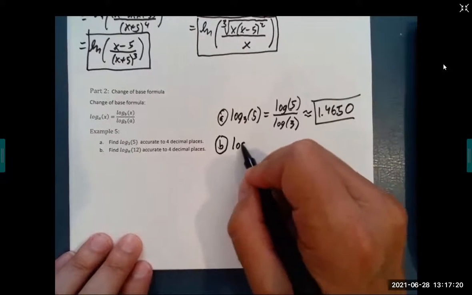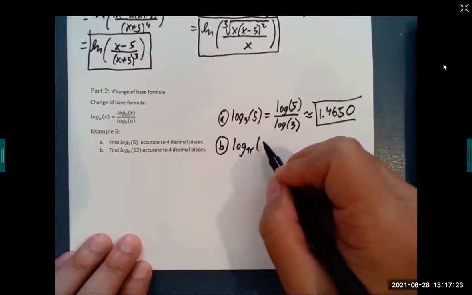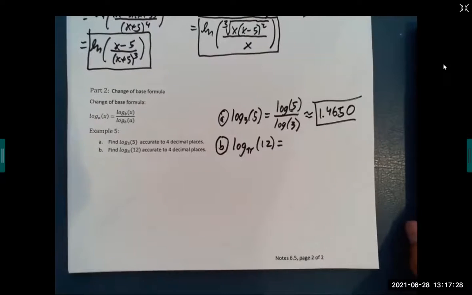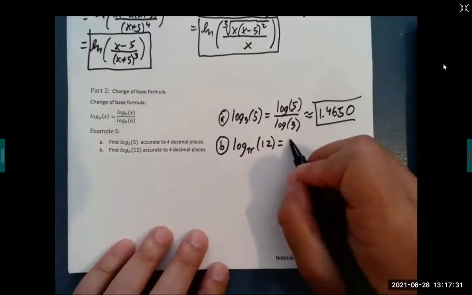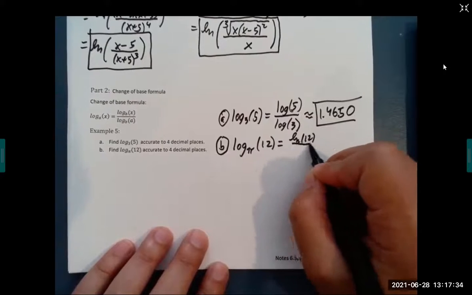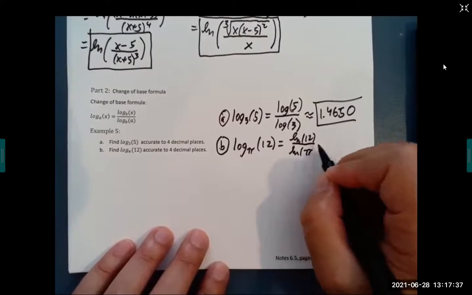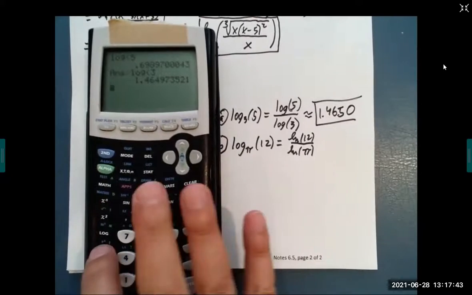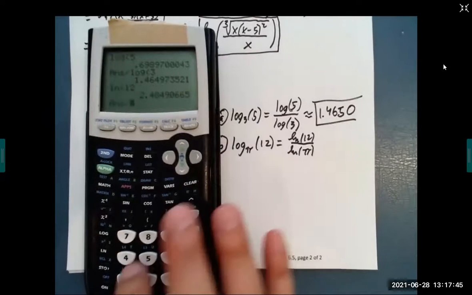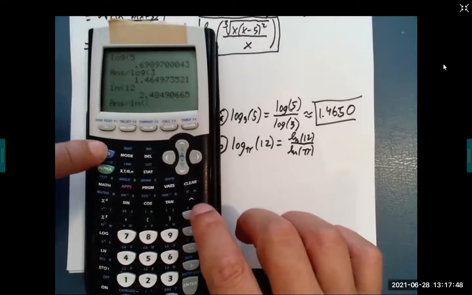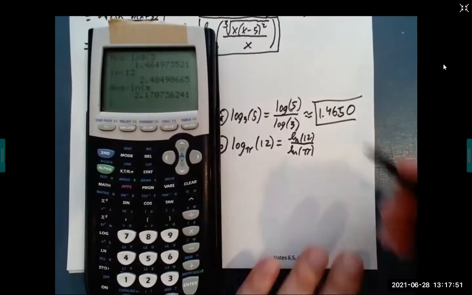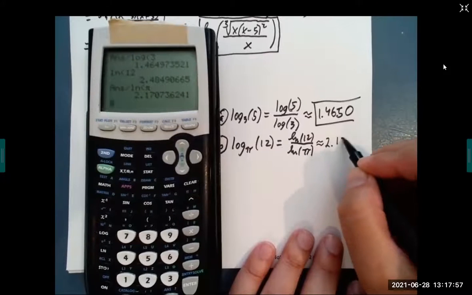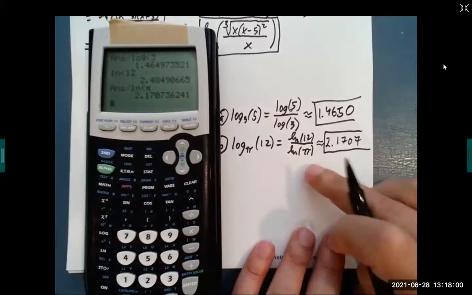This is log base pi. Only a mathematician would think that's funny. And I need to change the base. Now, the last time I changed it to base 10, this time I'm going to change it to ln. ln of 12 over ln of pi. So we have ln of 12 divided by ln, and my pi button is above here, so second there. So this is about 2.1707.